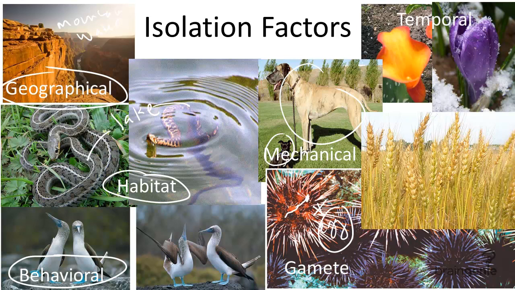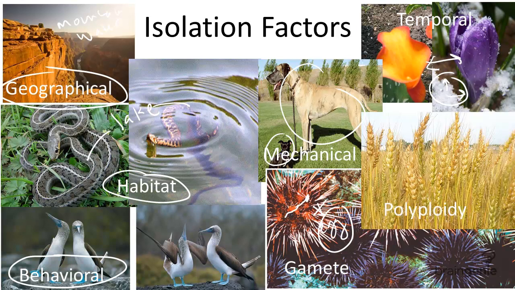And next, temporal isolation occurs when two organisms mature at different times, or mate perhaps during different seasons. Flowers blooming in different seasons is a sign that they cross-pollinated at different times.